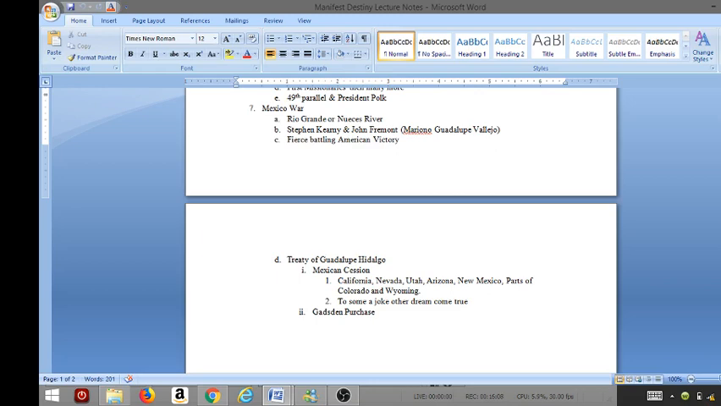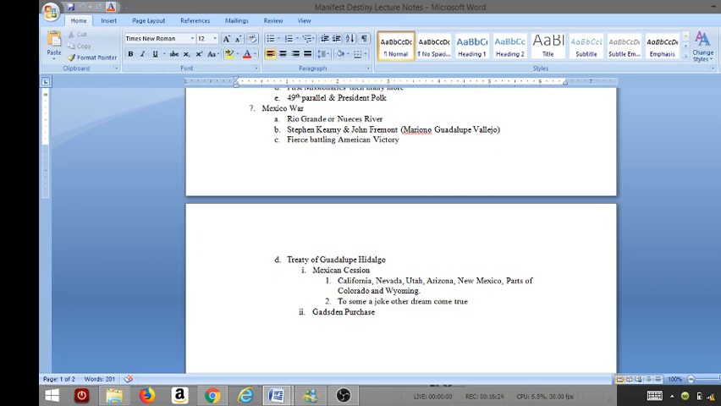So this led to the Treaty of Guadalupe Hidalgo, where there was a Mexican cession, which basically, a cession means to give something up completely, in which case the following territories were claimed: California, Nevada, Utah, Arizona, New Mexico, and parts of Colorado and Wyoming.